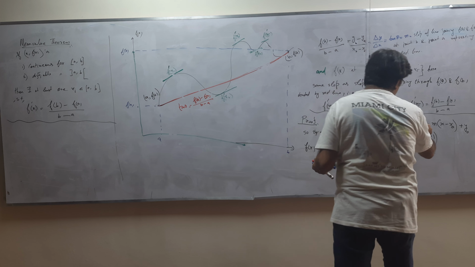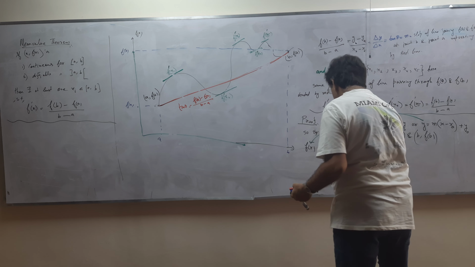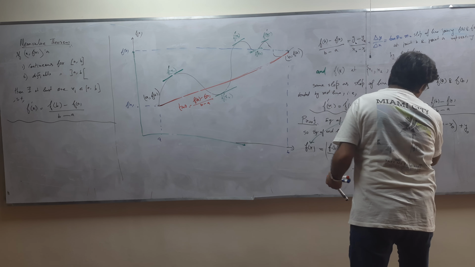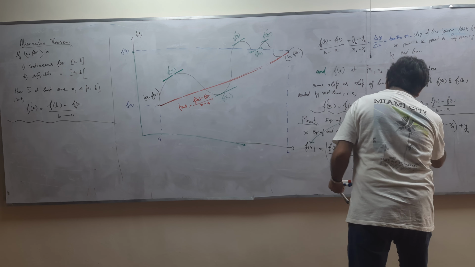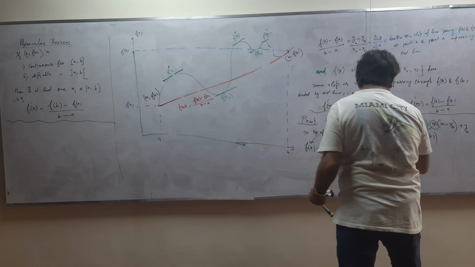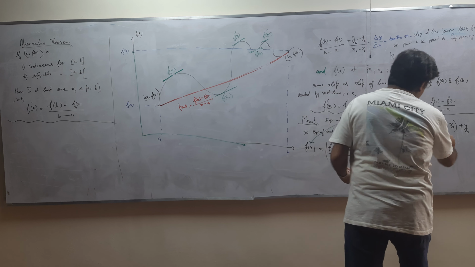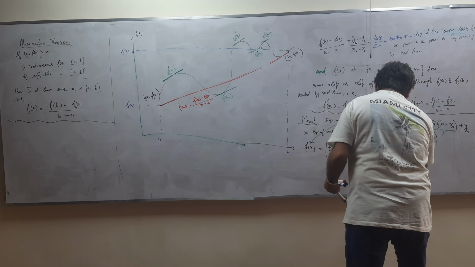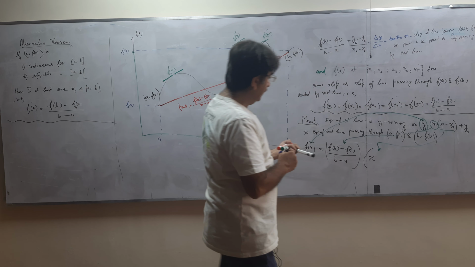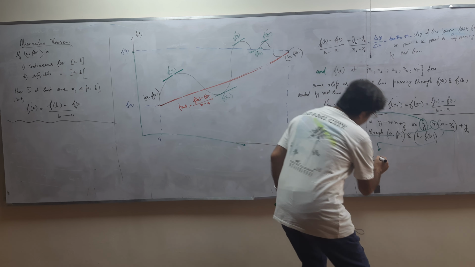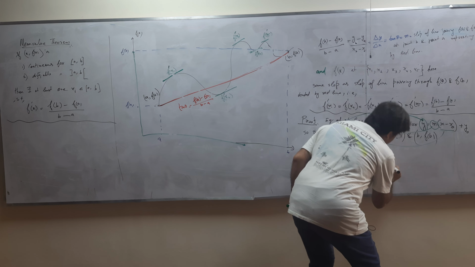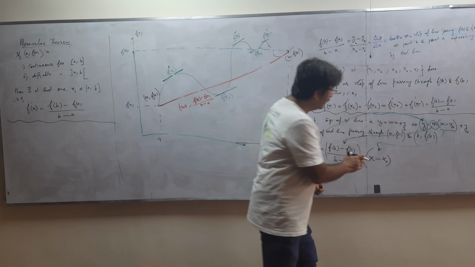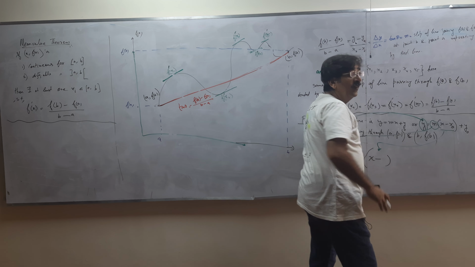So this is y, m is this. What will this be? This will be x minus x naught. That will be the x. No, sorry. What is the x naught?